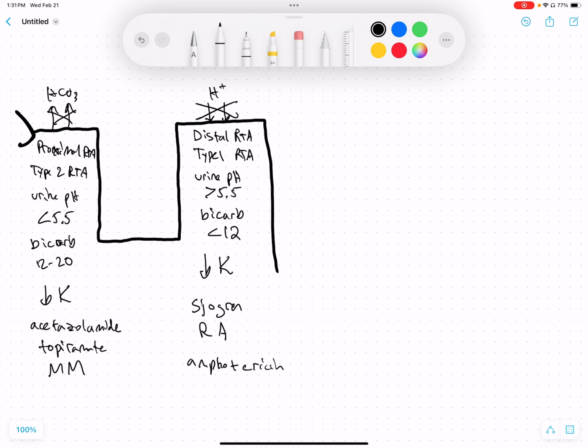The last one we should go over is the type 4 RTA, also that affects the collecting duct, also called hyperaldosteronism RTA. That is a hard word to spell.